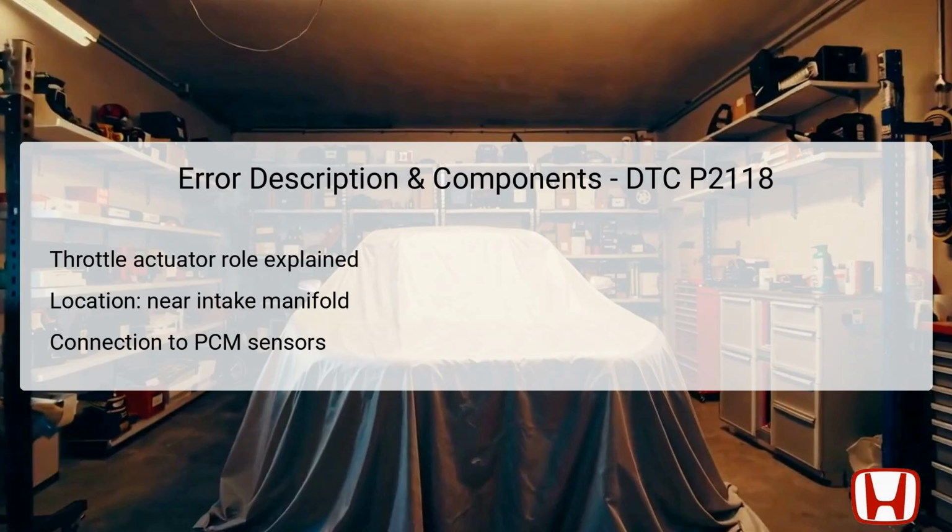When DTC P2118 is detected, it indicates that there's an issue in the current range or performance of this throttle actuator. This could result from electrical faults such as shorted or open wires, affecting its ability to operate smoothly.